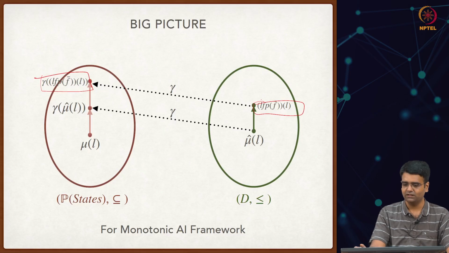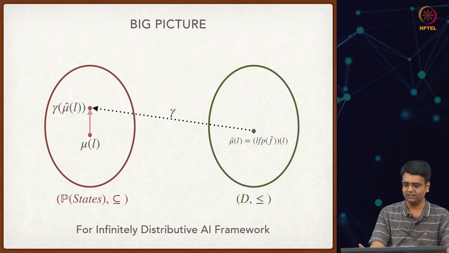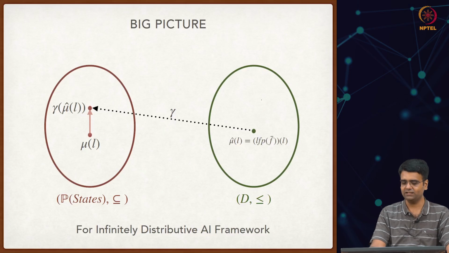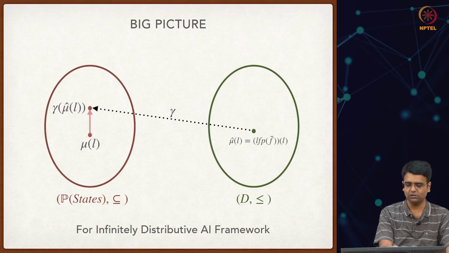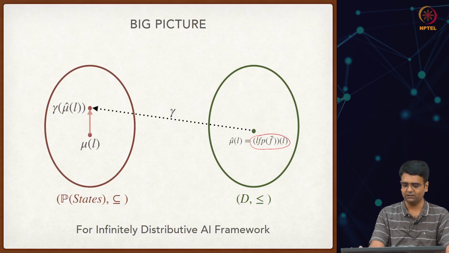This is for a monotonic framework, but if your abstract interpretation framework is infinitely distributive, then in fact this LFP of f bar is equal to the abstract GOP, and since the abstract GOP also over approximates the concrete GOP, you can again soundly use LFP of f bar. It doesn't introduce any over approximation, but this is only if your abstract interpretation framework is infinitely distributive. Now the only thing that remains is to show that Kildall's algorithm actually computes this LFP of f bar.